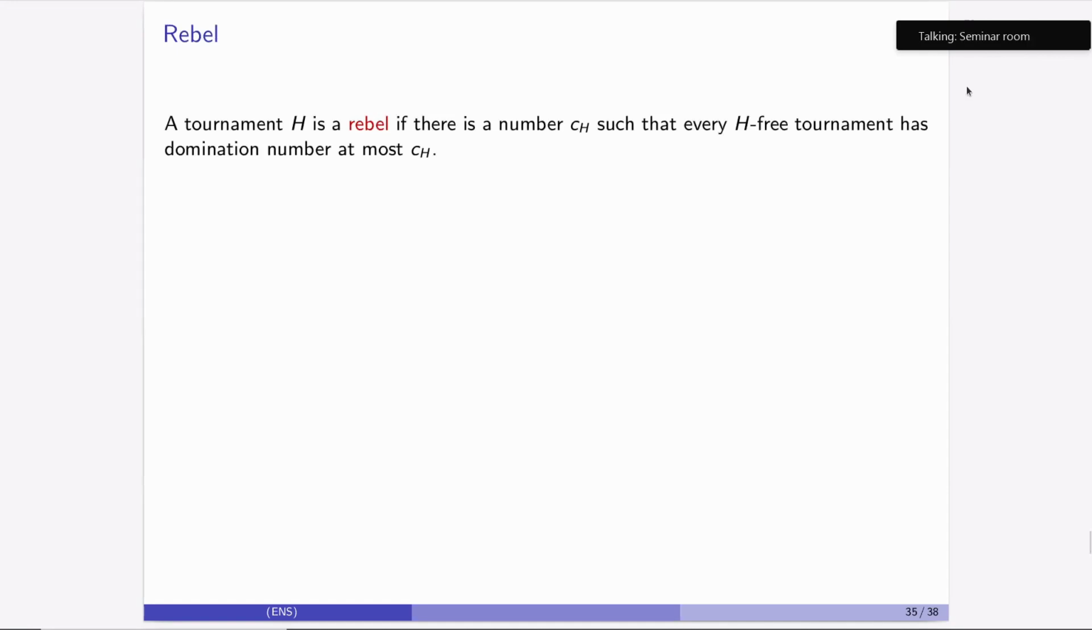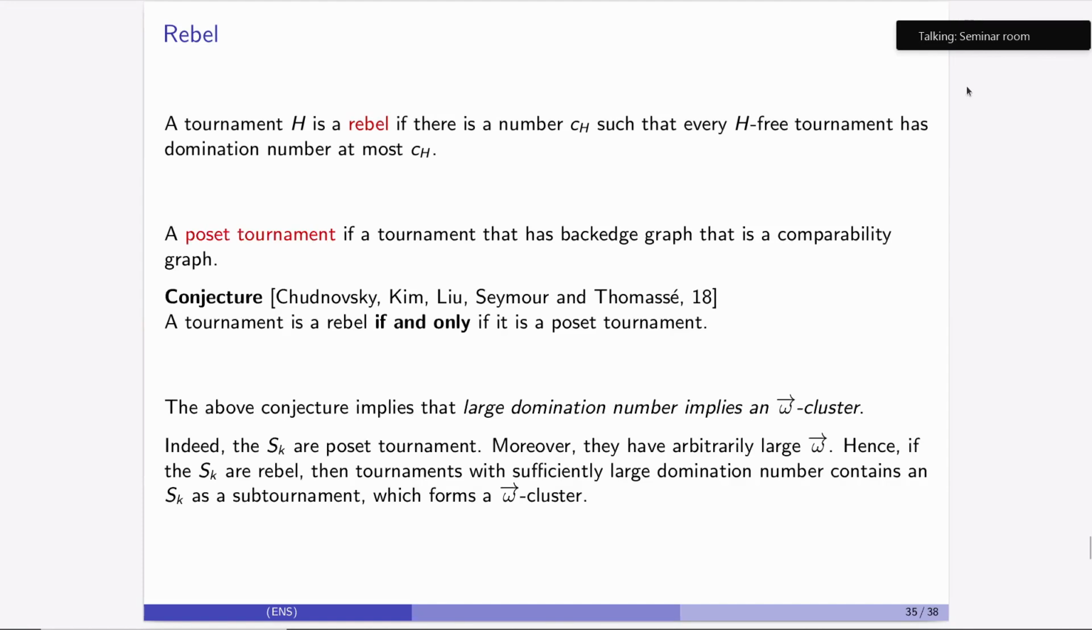Okay, so last conjecture, the rebel conjecture. A tournament H is a rebel if there exists a number c_H such that every H-free tournament has domination number at most c_H. This has been a little bit studied, and poset tournaments play a role here. There are several possible definitions, but a poset tournament is a tournament that has an underlying graph that is a comparability graph.